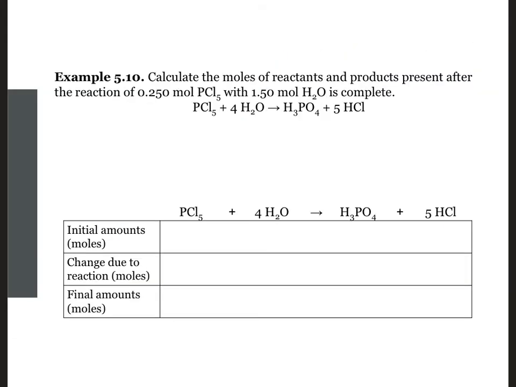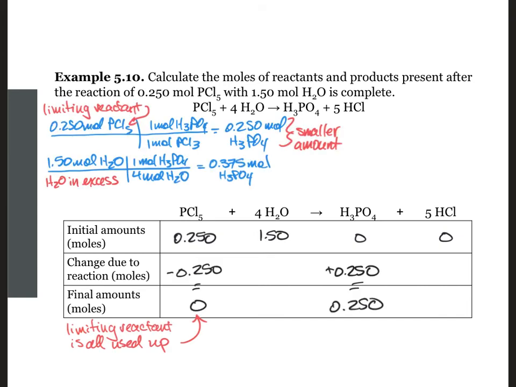Here's another example. Always verify first that the equation is balanced. Add your initial amounts to the table, then determine the limiting reactant. Let's do that by calculating how much phosphoric acid is produced. We see that PCl5 is the limiting reactant and 0.25 moles phosphoric acid is formed. Using that information, fill in the rest of the table.